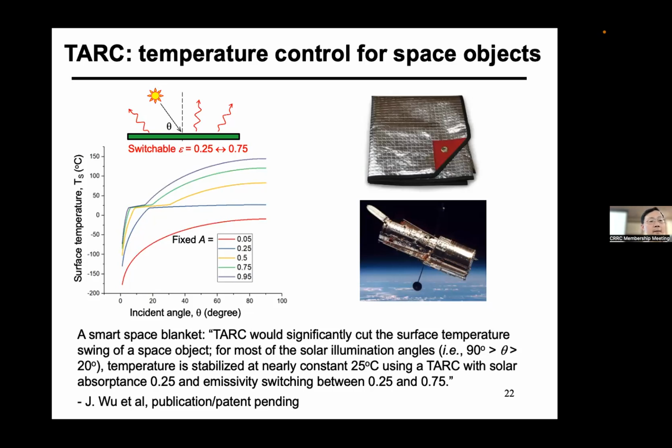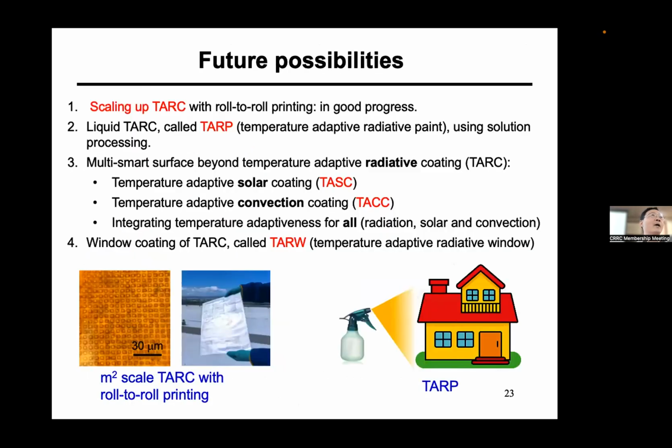And we also simulated that coating the surface with our TARC, we can essentially cut down the temperature swing to make it almost flat, constant, at the comfortable 25 degrees C, okay? So that's one application, and we are working on the experiment. There are a few other future opportunities. So for example, we are working with some research groups to make the TARC, right now a solid membrane, into a liquid paint. And I invented this funny name, TARP, T-A-R-P, temperature adaptive radiative paint.